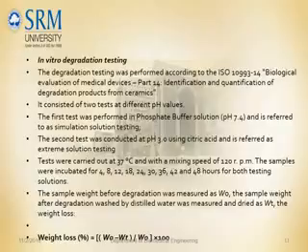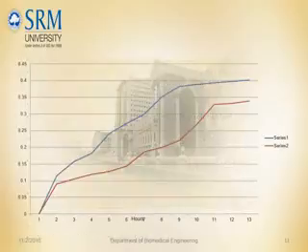Tests were carried out at 37 degrees Celsius, and with a mixing speed of 120 rpm. The samples were incubated for 4, 8, 12, 18, 24, 30, 36, 42, and 48 hours for both testing solutions. The sample weight before degradation was measured as Wo. The sample weight after degradation, washed with distilled water and dried, was measured as Wt. The weight loss is given by the following equation. This slide shows the outcomes of the degradation on scaffolds.